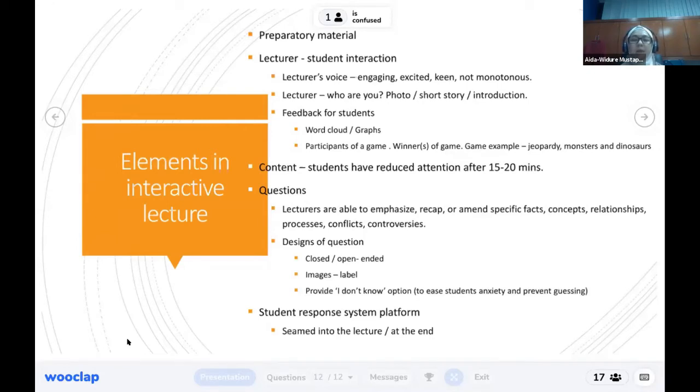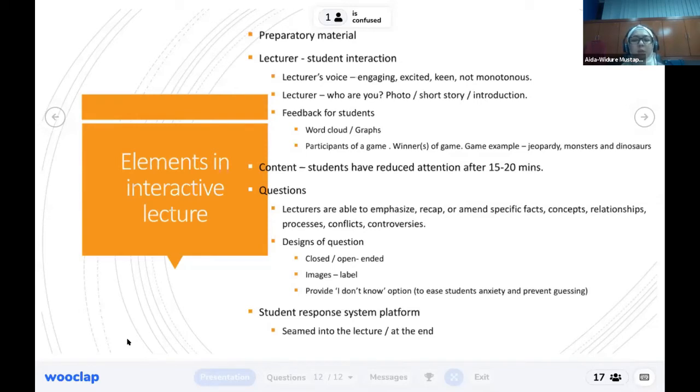Okay. And the design of the question, obviously, can be either closed or open-ended. You can use images or labels, and always don't forget to provide an "I don't know" option. It's not for you to single out the less pandai students, no, but it's because it will prevent students from feeling anxious for not knowing the answer, and also prevents them from guessing the answer. So it actually again creates a safe environment for the students to learn.